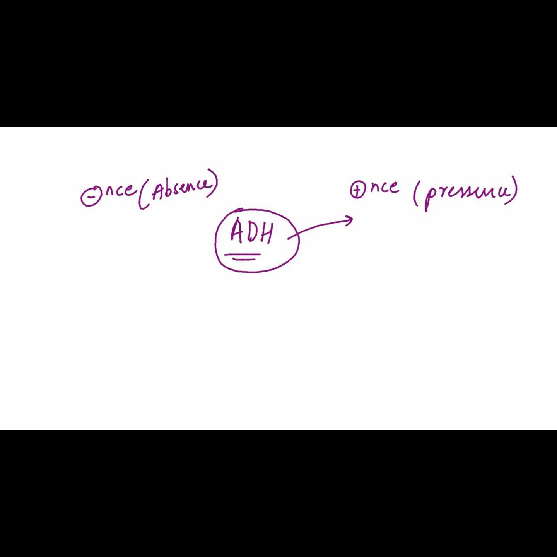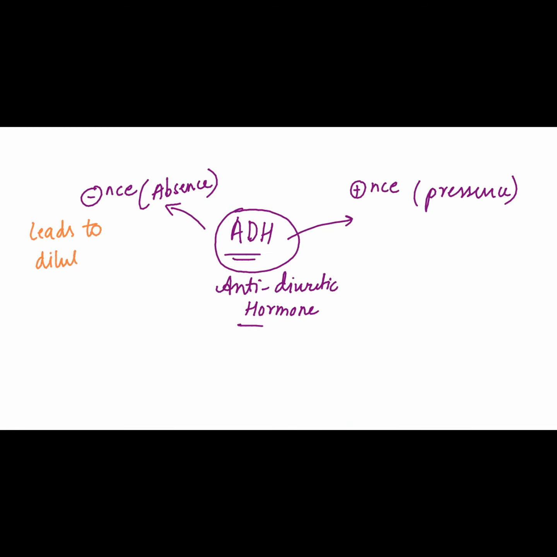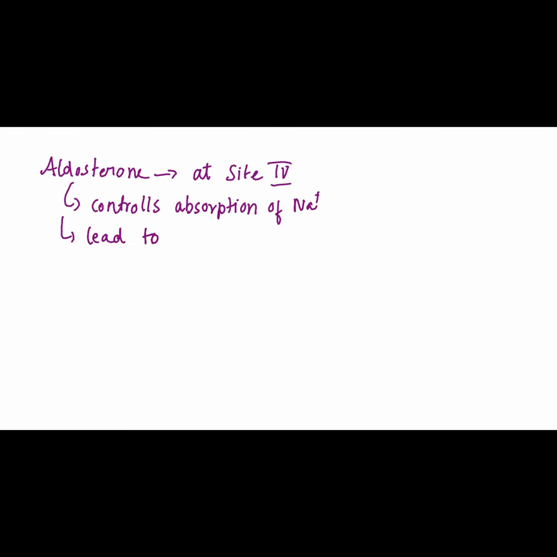Now let's see what is antidiuretic hormone. Antidiuretic hormone means no diuresis, right? So this hormone causes no diuresis in the urine. We'll see two aspects, presence as well as absence. In absence, it leads to dilute urine, hypotonic fluid, and in presence it leads to concentrated urine. Now aldosterone at site 4, as we talked about, will control the absorption of sodium and leads to efflux of potassium with sodium.